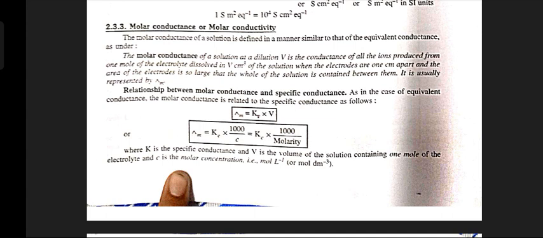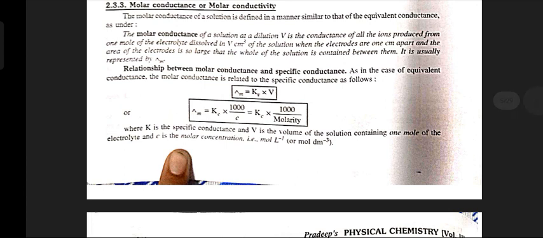The molar conductance or molar conductivity. The molar conductance of a solution is defined in a manner similar to that of equivalent conductance, as under. The molar conductance of a solution at dilution V is the conductance of all the ions produced from 1 mole of electrolyte dissolved in V centimeter cube of the solution when the electrodes are 1 centimeter apart and the area of electrodes is so large that the whole of the solution is contained between them. Here, the relationship between molar and specific conductance is lambda m is equal to K times V. Here, V is equal to 1000 upon molarity.